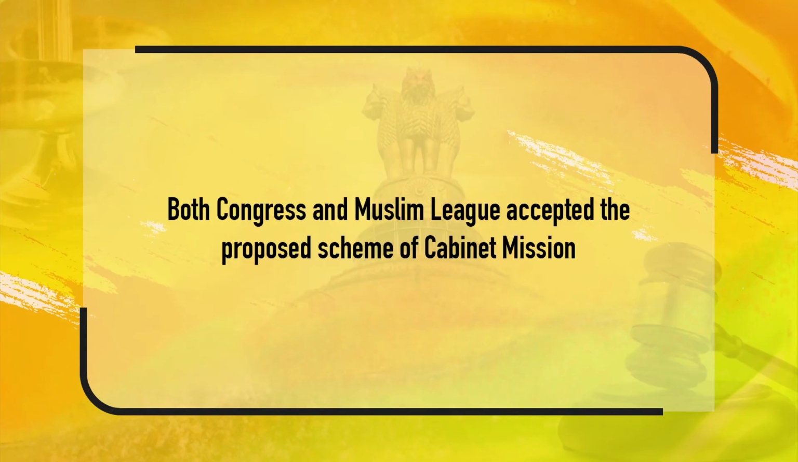Both Congress and Muslim League accepted the proposed scheme of the Cabinet Mission. This to some extent satisfied the Muslim League, as this was the maximum leverage it could gain in a bargain. By this scheme, the British hoped they could at once preserve the United India desired by the Congress and by themselves, and at the same time, through the groups, secure the essence of Jinnah's demand for Pakistan.